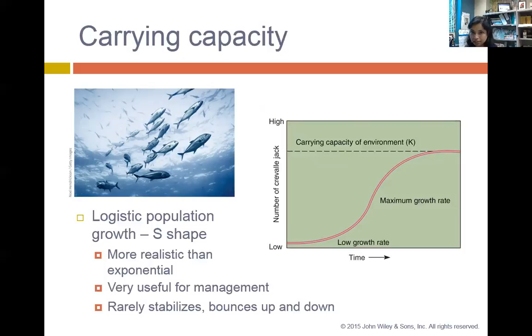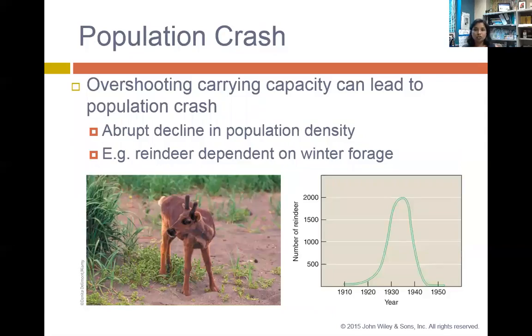But this never stays in one spot. It goes up and down, up and down, up and down. But as long as the population doesn't crash, then the population is responding correctly to these limiting factors and not overshooting the carrying capacity. That's the term we use for it, right? Overshooting carrying capacity will lead to a population crash, so an abrupt decline in population density.